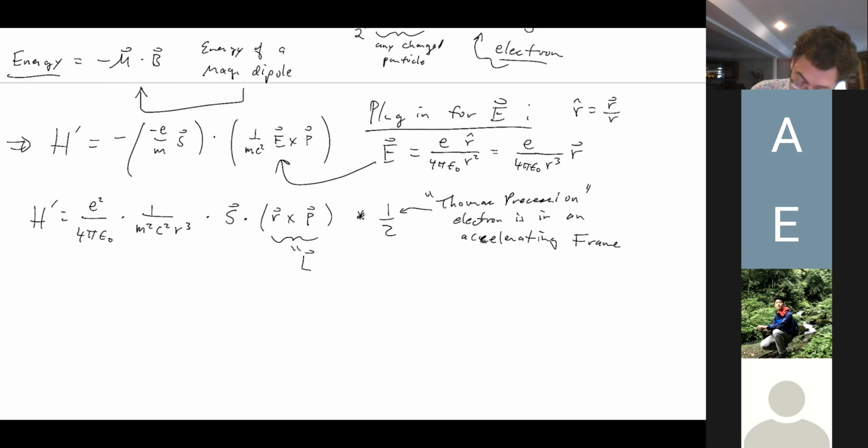And so then we have that H prime is equal to, now I'm going to call it what everyone calls it, the spin orbit term. The spin orbit Hamiltonian is equal to e squared over 8 pi epsilon naught times 1 over m squared c squared r cubed times L dot S.